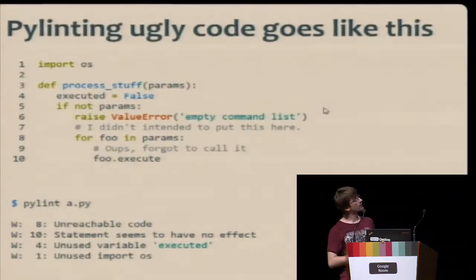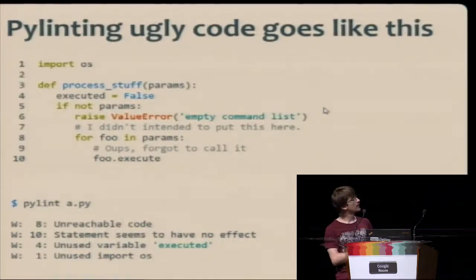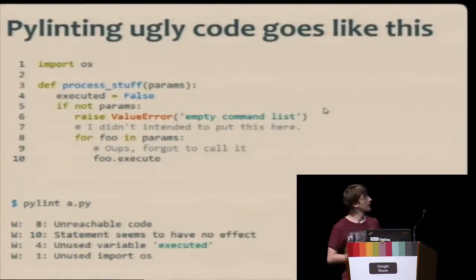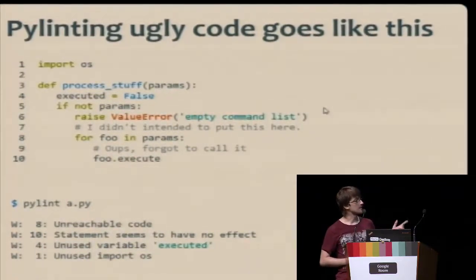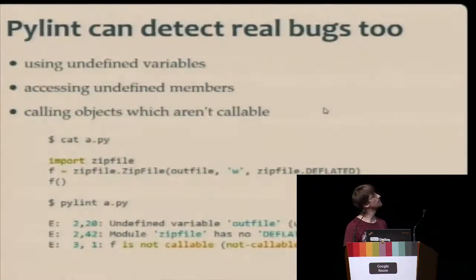And more important is this block here from line 8 to 10. Let's just say that I indented that code incorrectly, and that code will not run because it's after a raise statement. So basically, it's useless code. Also, at line 10, I intended to call the execute method, but I didn't. So that's also a problem. And as you can see down here, Pylint detects this kind of stuff and properly emits that there is something fishy in your code.